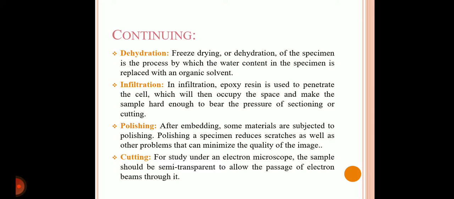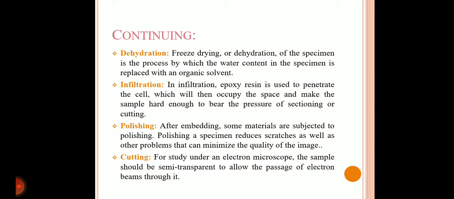Next is polishing. After embedding, some materials are subjected to polishing. Polishing a specimen reduces scratches as well as other problems that can minimize the quality of the image. Ultra-fine abrasives are used to give specimens a mirror-like finish.